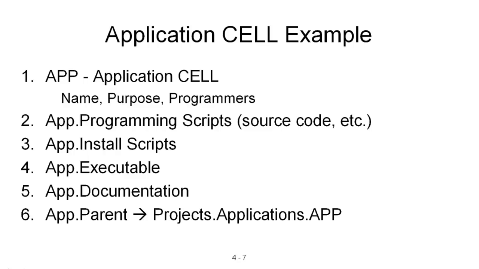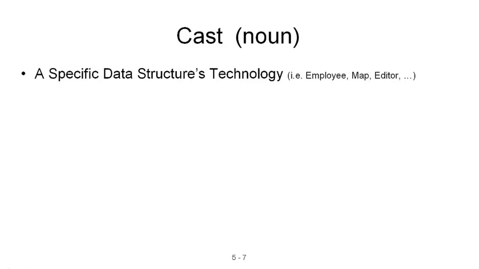We want to get out of our database mentality. We have a cell and we want to cast it. Okay, what am I talking about? Casting. So we take a specific data structure's technology. So we have a data structure. Let's say it's an employee record. We can cast it as an employee.